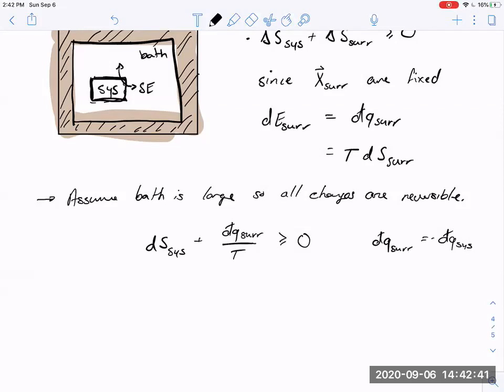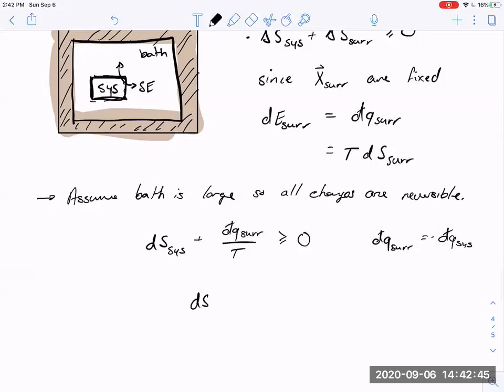Noting that equality, we can rearrange this above statement to changes in the entropy of the system necessarily being greater than or equal to changes of the heat in the system divided by the temperature of the bath, where the temperature of the bath is a constant because its changes are reversible.